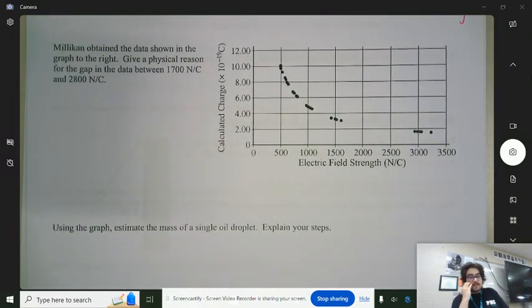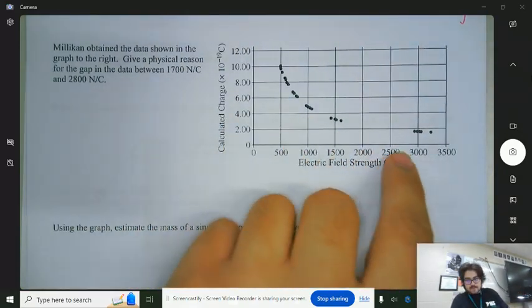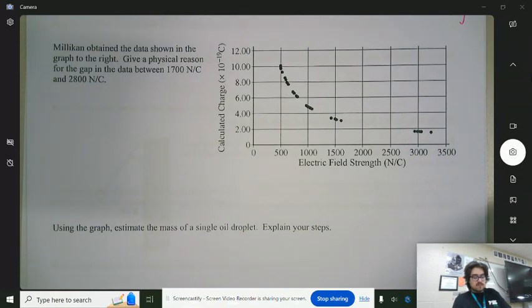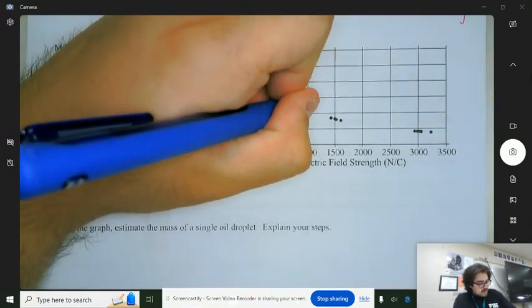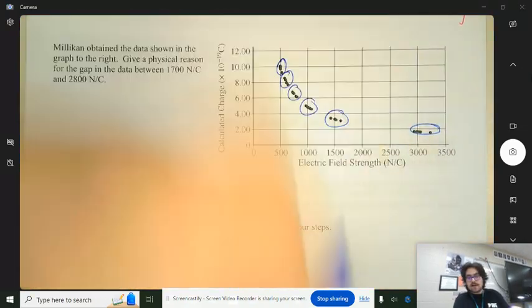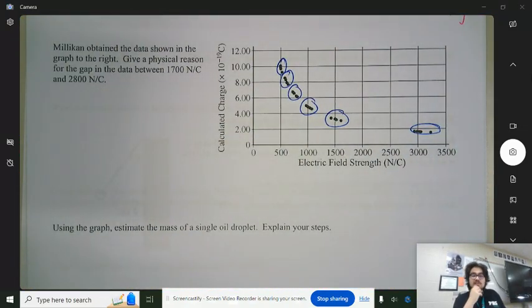Okay, so Millikan gets this data, and you notice these gaps in here, right? So the important thing to note is that each of these gaps represents different levels, different electric field strengths and different levels of charge, right? So notice that there are little clumps in the graph, right? We have a clump right here, right here, right here, right here, right here, and right here, right? These are clumps in the graph. Each of these clumps actually represents how many electrons get removed.